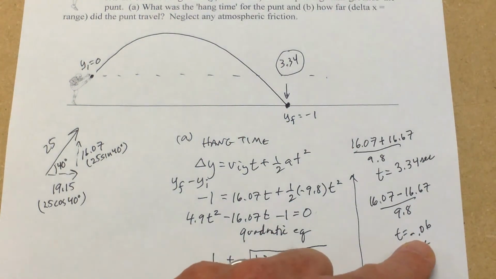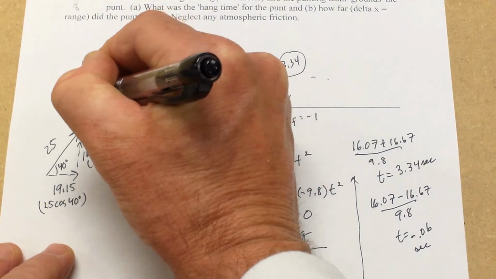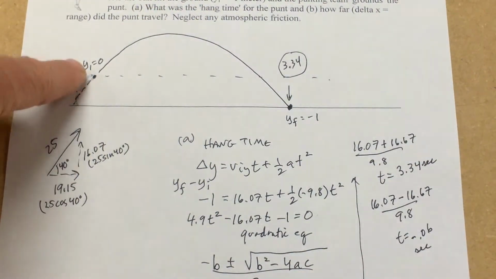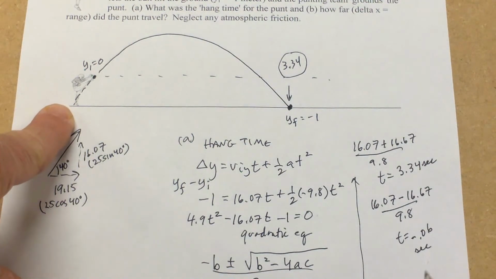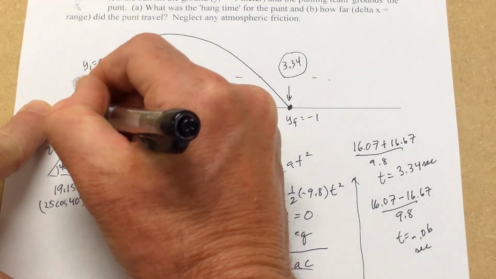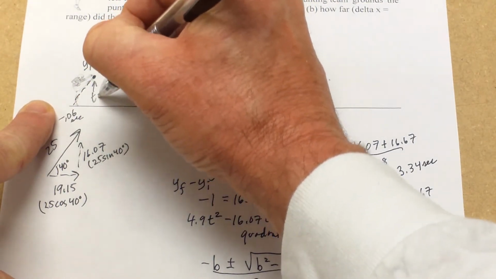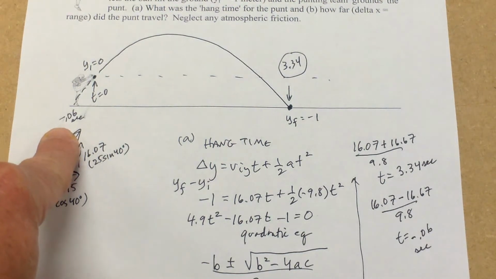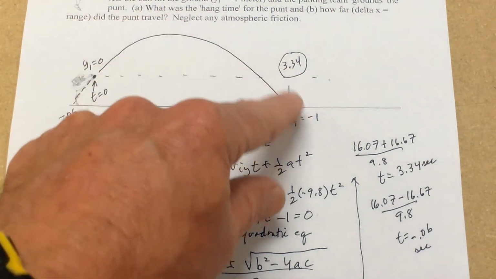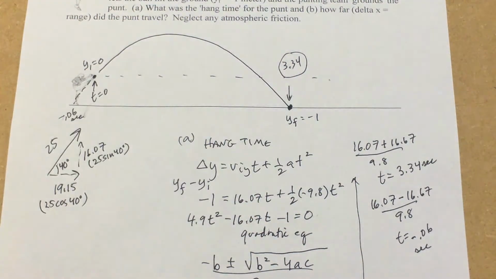Now, what does this negative 0.06 mean? Well, if we had backtracked this parabola back to the ground, that would be then negative 0.06 seconds. So here, this is time 0. Backtrack it back, negative 0.06 seconds. Forward track it, 3.34 seconds. So it's asking for the hang time, 3.34 seconds. All right?